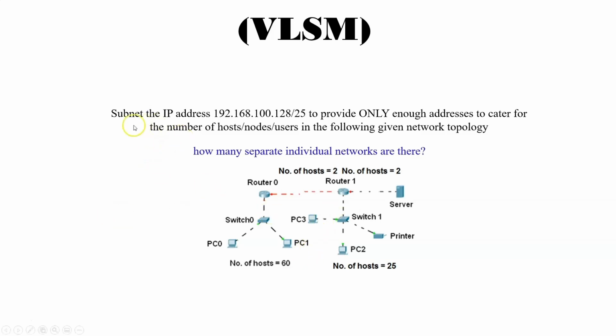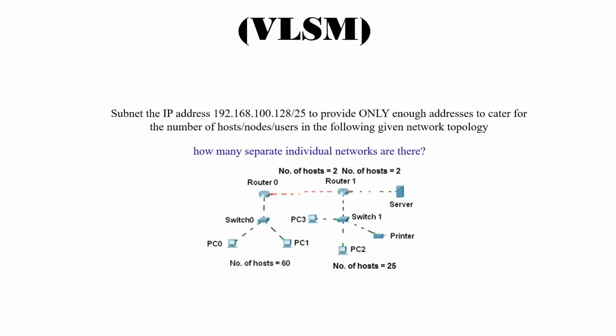Okay, so let's say we are given a subnet of an IP address, 192.168.0.128/25, and there is a condition here. It says that we have to provide only enough addresses to cater to the number of hosts, nodes, users, or devices connected in this given network topology. So we are aiming to provide only the required IP addresses for each subnet or network to avoid or reduce the wastage.